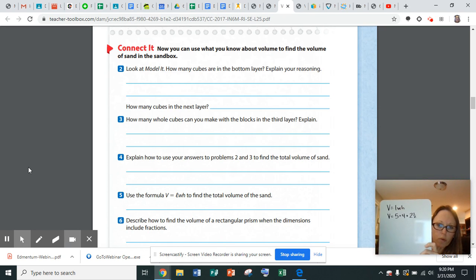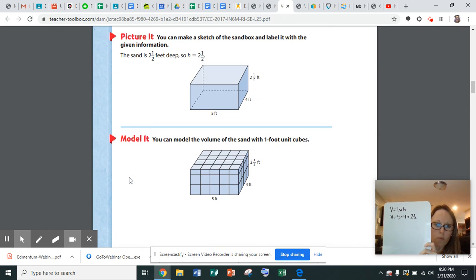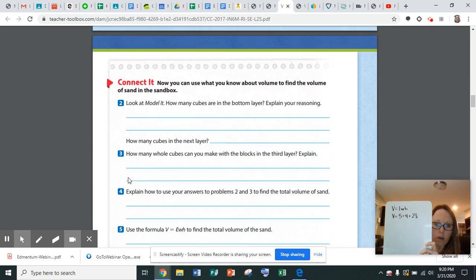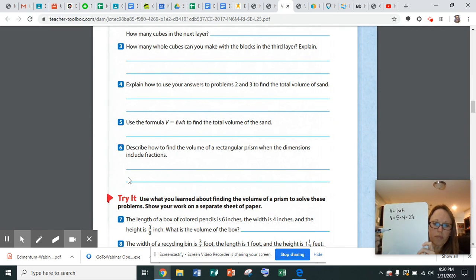Okay, so now they're wanting us to use this formula, volume equals length times width times height. So in our problem, when we look up at the top, we have 5 times 4 times 2.5. We already know that 5 times 4 is 20, so we would write that on our dry erase board. Volume equals 20 times 2.5.